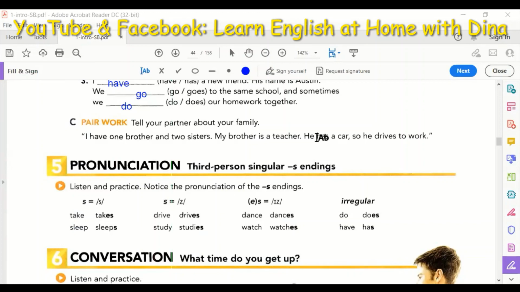Let's listen to Sharufa. Hello. Yes, Sharufa. Drive, drives. Perfect. Study, studies. Yes, perfect. So we say studies, the is sound, right? Thank you so much.